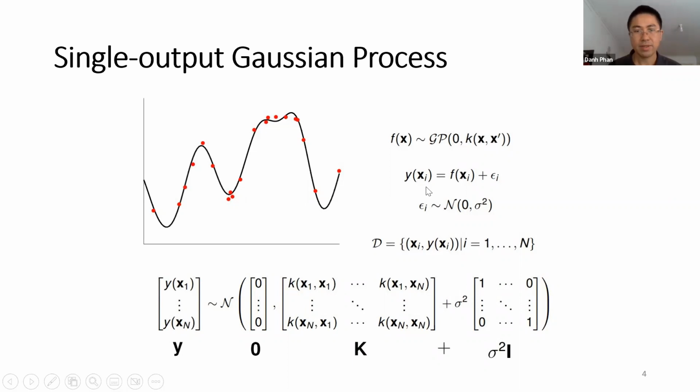So if we stack the Y together into a column vector, it will be represented as a multivariate normal distribution with the mean vector of 0 and with a covariance function, or kernel K, plus some error term here. So that is one data set, so we have one Gaussian process.